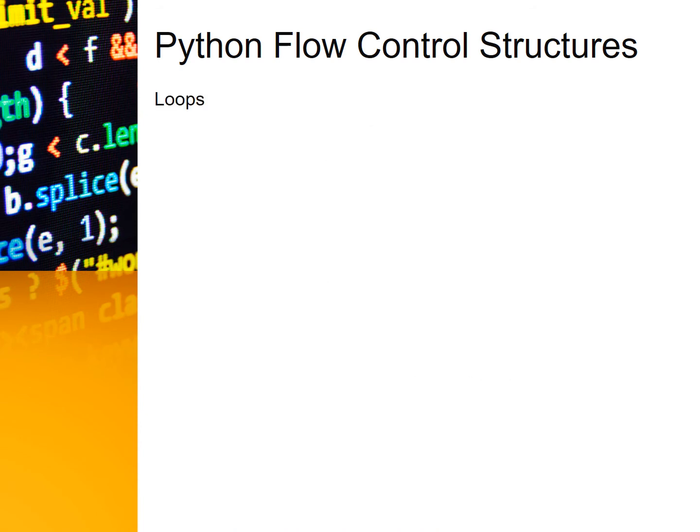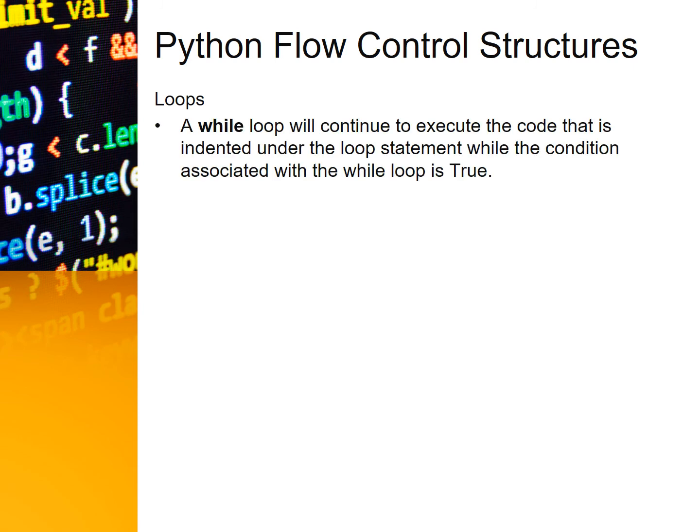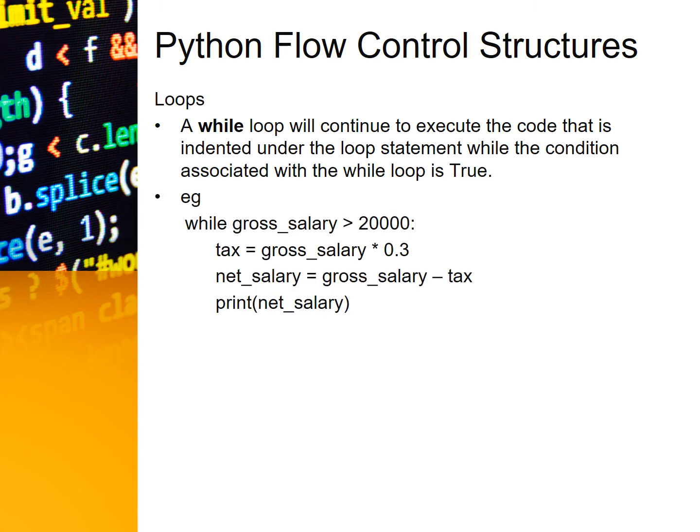Python flow control structures are loops. This is another one. These are things that repeat code for a particular number of times, or could be an eternal loop if you wish. A while loop will continue to execute the code that is indented after the loop while the condition associated with the while loop is true. For example, while gross salary is greater than 20,000, tax equals gross salary times 0.3, net salary equals gross salary minus tax, print net salary.